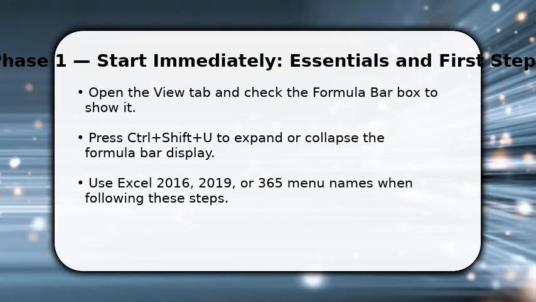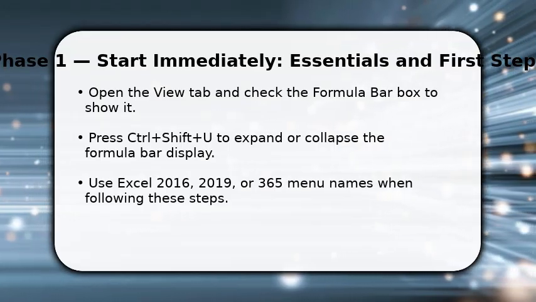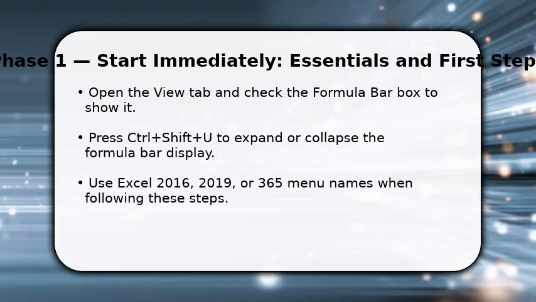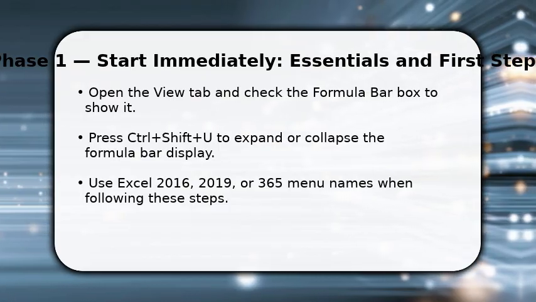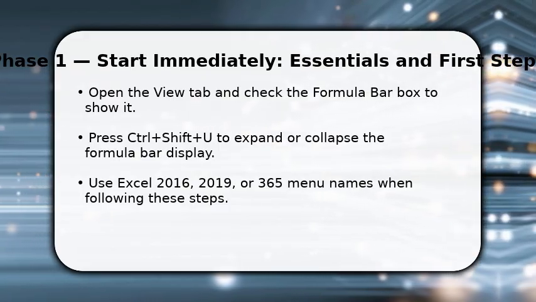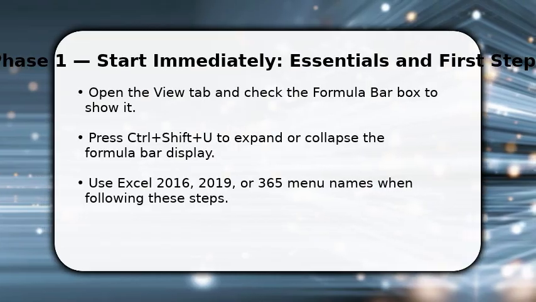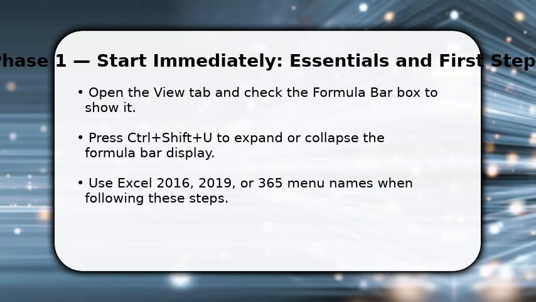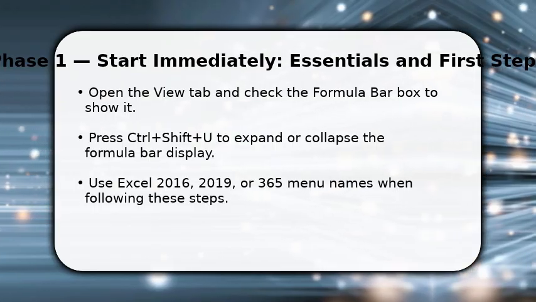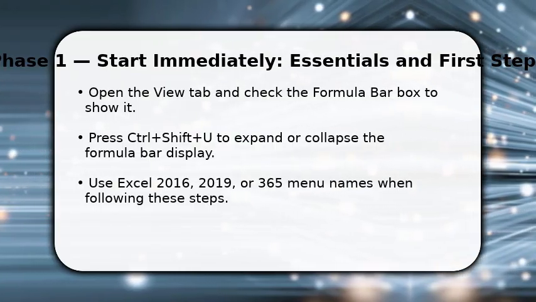Start by checking whether the formula bar is simply turned off. Open the View tab and check the formula bar box to show it. If the bar is visible but collapsed, press Ctrl plus Shift plus U to expand or collapse the formula bar display. If formulas appear instead of results, press Ctrl plus ` to toggle formula view.